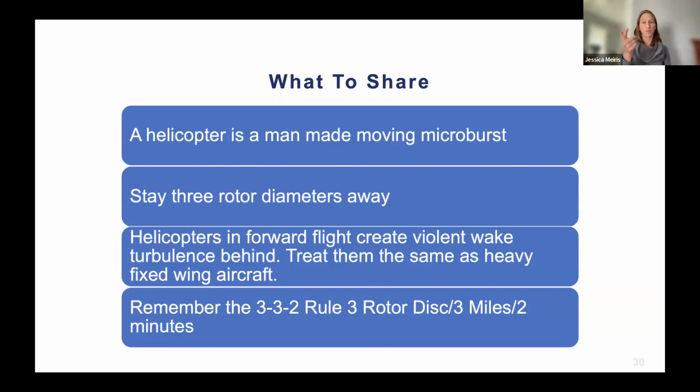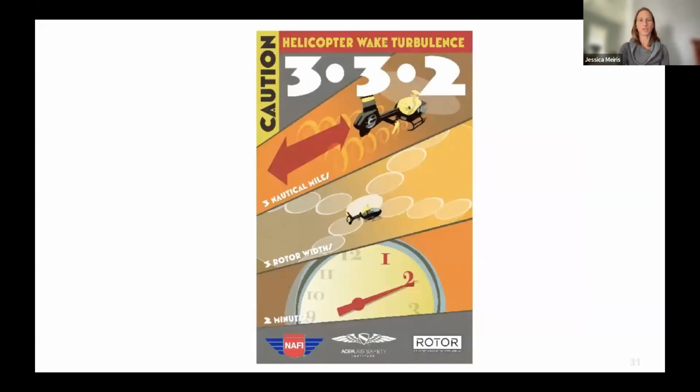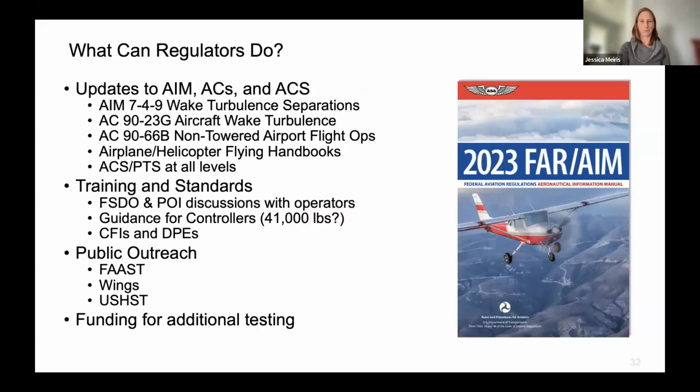Treat the helicopter in forward flight the same as heavy fixed wing aircraft, which brings us to that 3-3-2 rule. 3 nautical miles, 3 rotor diameters away, and 2 minutes of dissipation. 3-3-2. That concludes helicopter wake turbulence in a super duper nutshell.